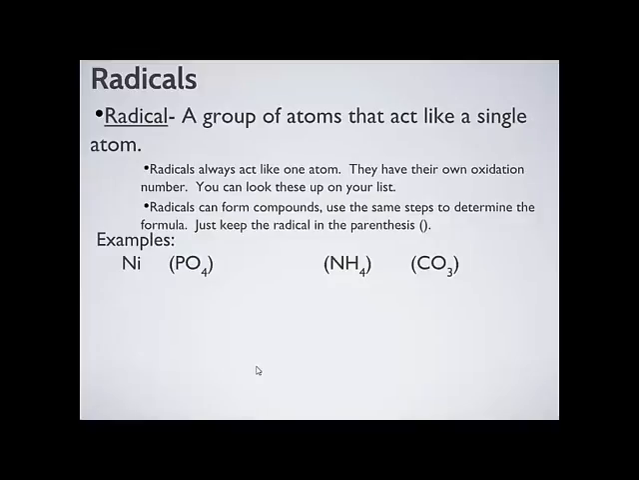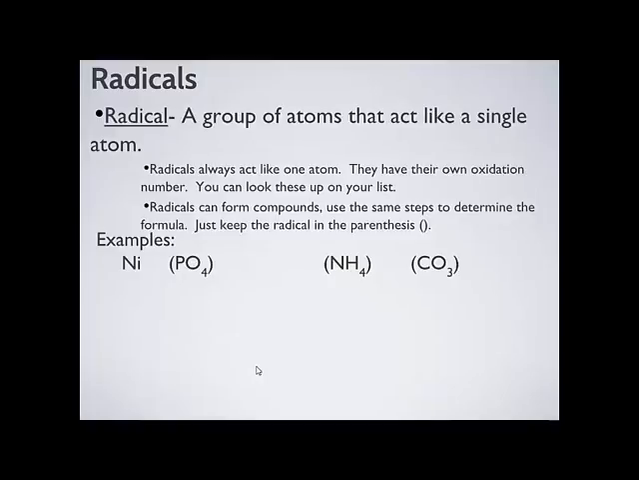So when we look at this list, the things on this list, they're groups of atoms, they're molecules, but they sort of act as one element. So we can use them in the same way to figure out the formulas of different compounds. So they're called radicals or polyatomic ions. It's a group of atoms that acts as a single atom. They have their own oxidation number, they have their own formula, and you just look them up on that chart. When we're writing them, we keep them in parentheses to show that they're acting as one unit.